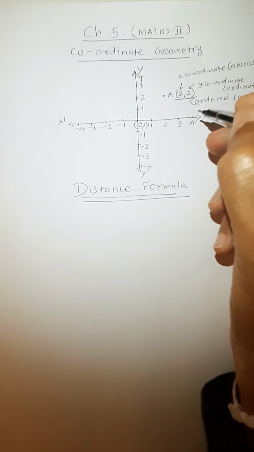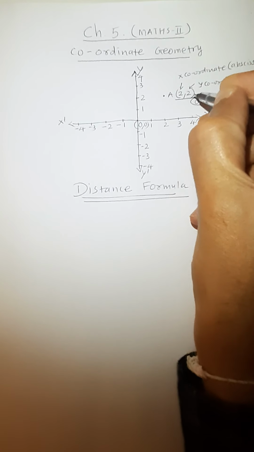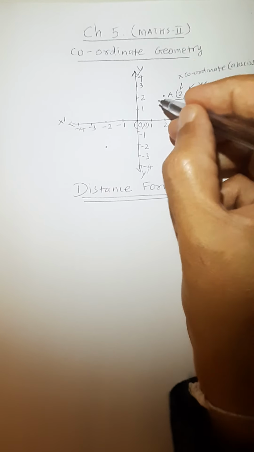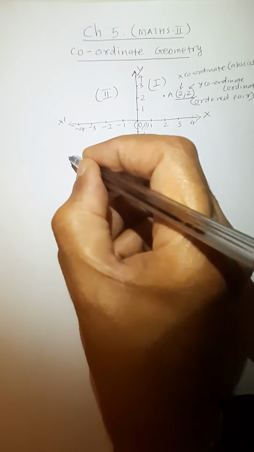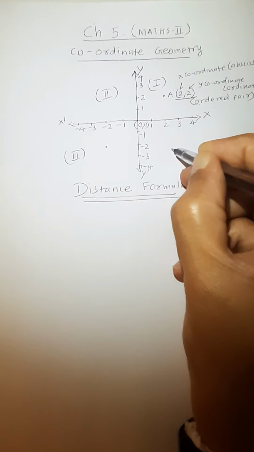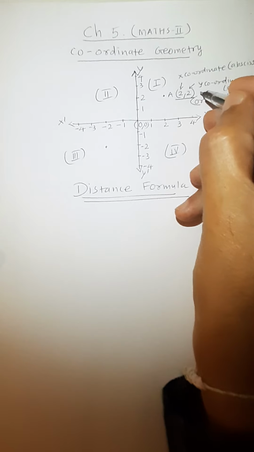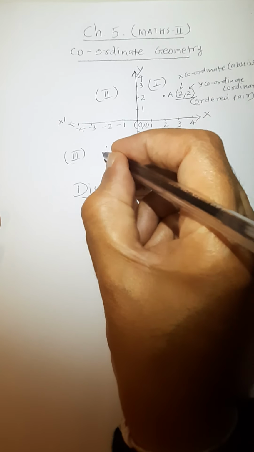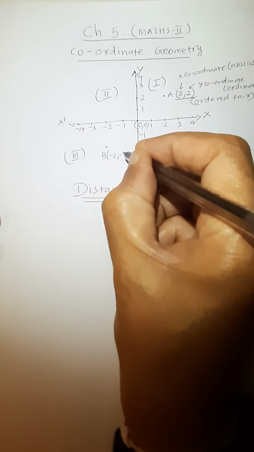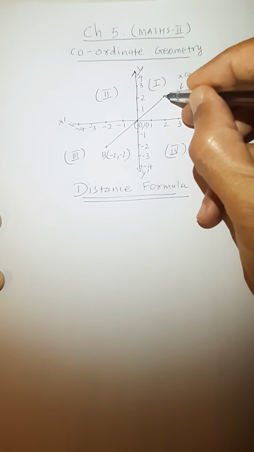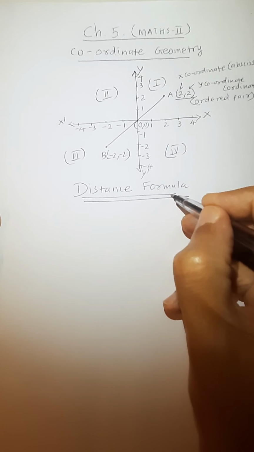For example, there is a point A here which we have already taken, 2, 2, and there is another point B. I am taking, as you already know, the first quadrant, the second quadrant, the third quadrant, the fourth quadrant. Now suppose I have taken point A 2, 2 in the first quadrant and point B -2, -2 in the third quadrant, and I want to find the distance between the 2 points A and B, then I have to use the distance formula.